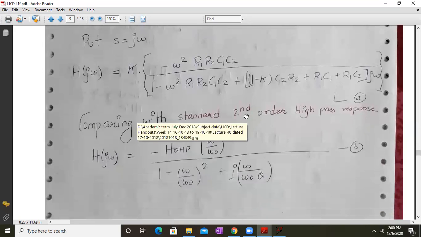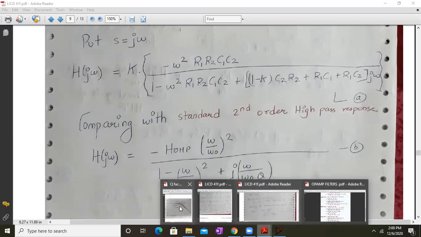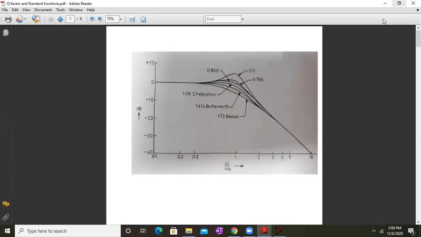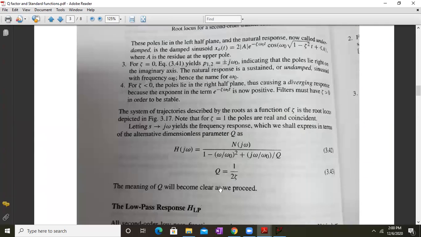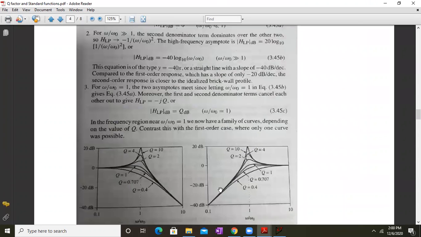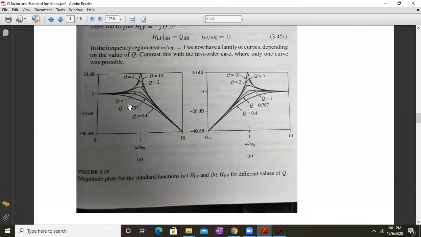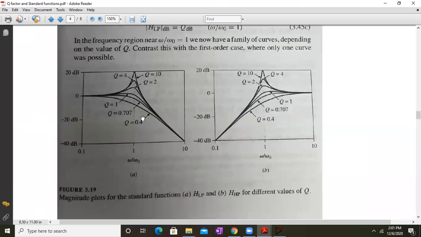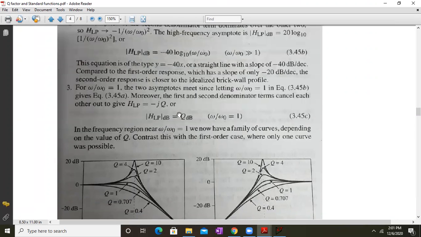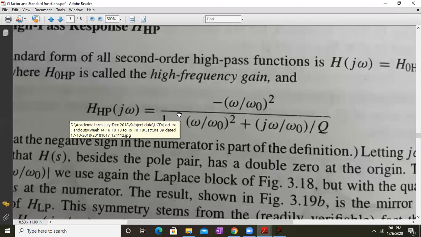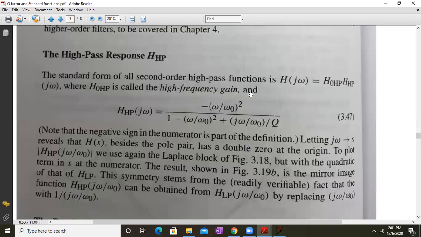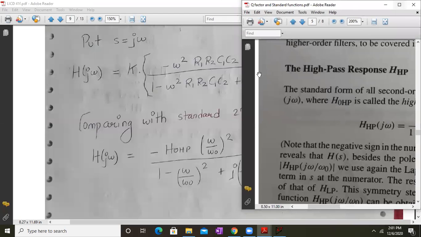And when we compare it with the standard second order low pass response, let us check the standard second order responses. Those are some standard second order responses. For a low pass filter, the response is given by this; this is what we have seen, right? For a high pass, yeah, this is the high pass response. So HOHP is the high frequency gain or the passband gain, and you have your response given by this formula.